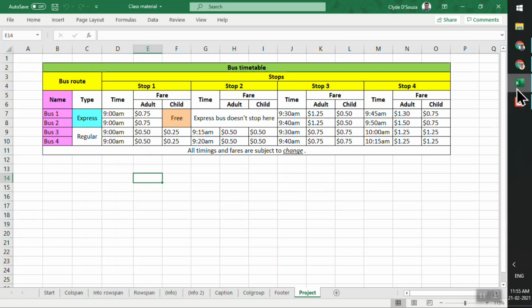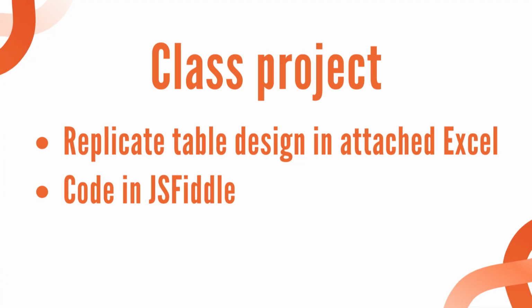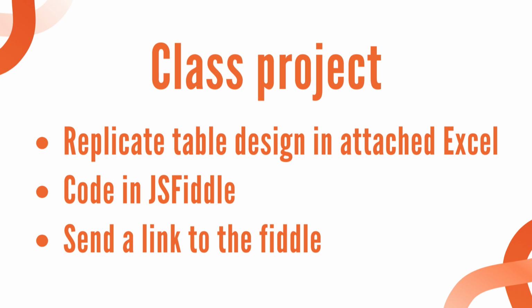And what you would do is you would use JSFiddle to code your HTML table. So similar to what we did in this class, use JSFiddle to do that. And once you have completed your HTML table in JSFiddle, you can save the fiddle and send a link as your project submission to this class. And what I'll do is I'll check the fiddle and I'll give you feedback on that.